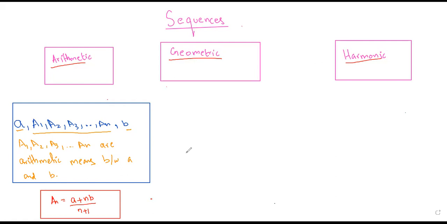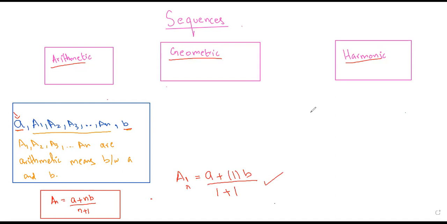For example, just relax. You have a question and you have been asked to find the first arithmetic mean between the first term and the last term. The question would say find the first arithmetic mean or A1. What are you going to do? You would be knowing A. A would be the first term. So it would be A plus N as 1, 1 into B divided by 1 plus 1.